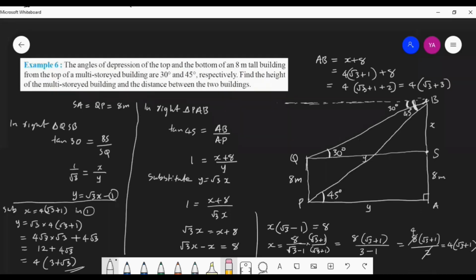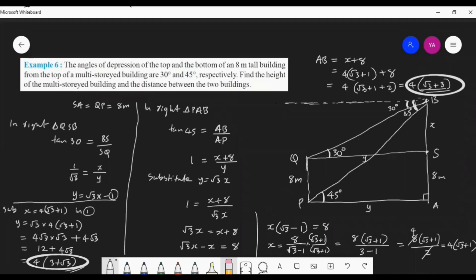Okay, this is the same, right? Root 3 plus 3 and this y are the same actually, because this is a 45-degree angle. We got the same answer for y, the distance between the buildings, and the height of the multi-storied building. 4 into 3 plus root 3 and root 3 plus 3 are the same. Okay, so we finished. I will just explain this again, then we will wind up.